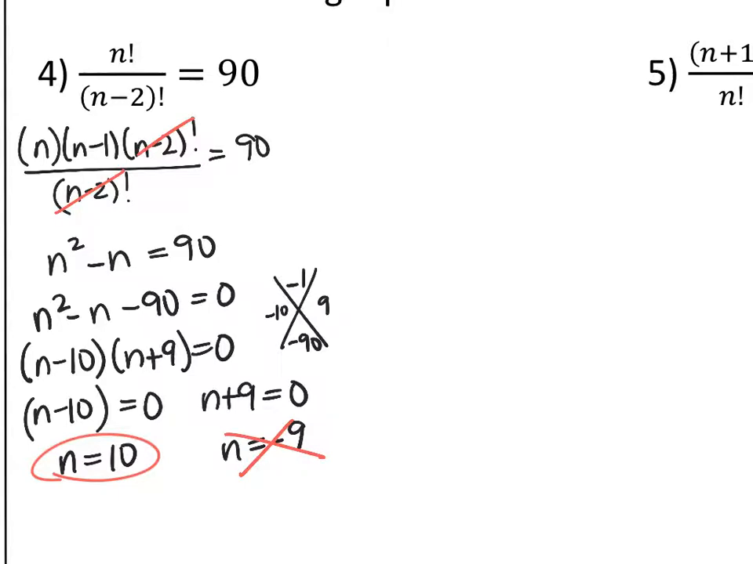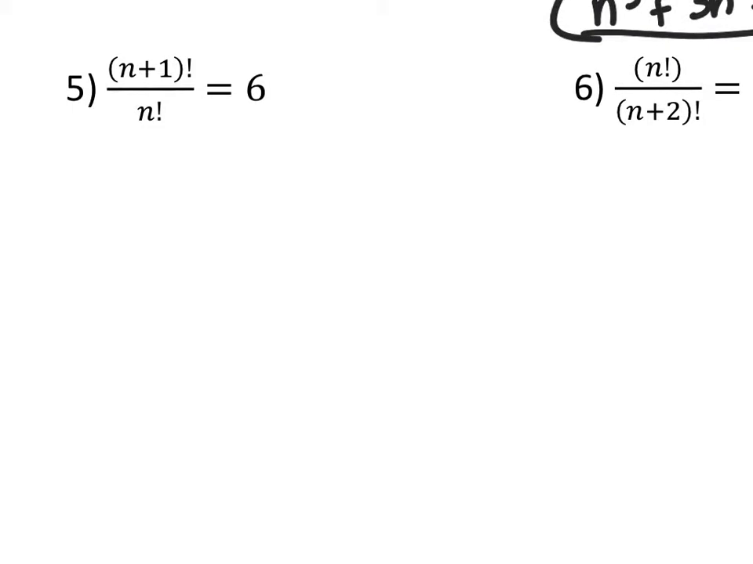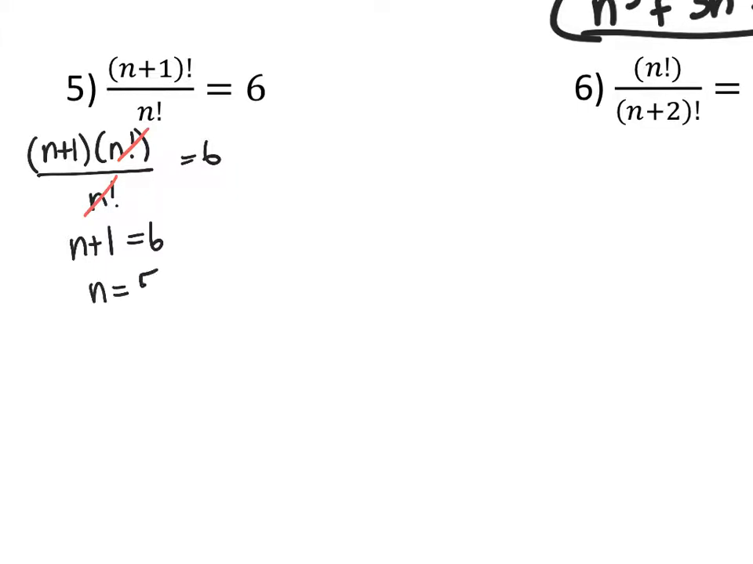Okay, let's look at the next example. Number 5 here. n plus 1 factorial over n factorial equals 6. So we're going to do it the same way. We're going to simplify. n plus 1 times n factorial, because that would just keep going down, over n factorial equals 6. This one looks nice and easy because these are going to go away. So I'm left with just n plus 1 equals 6.